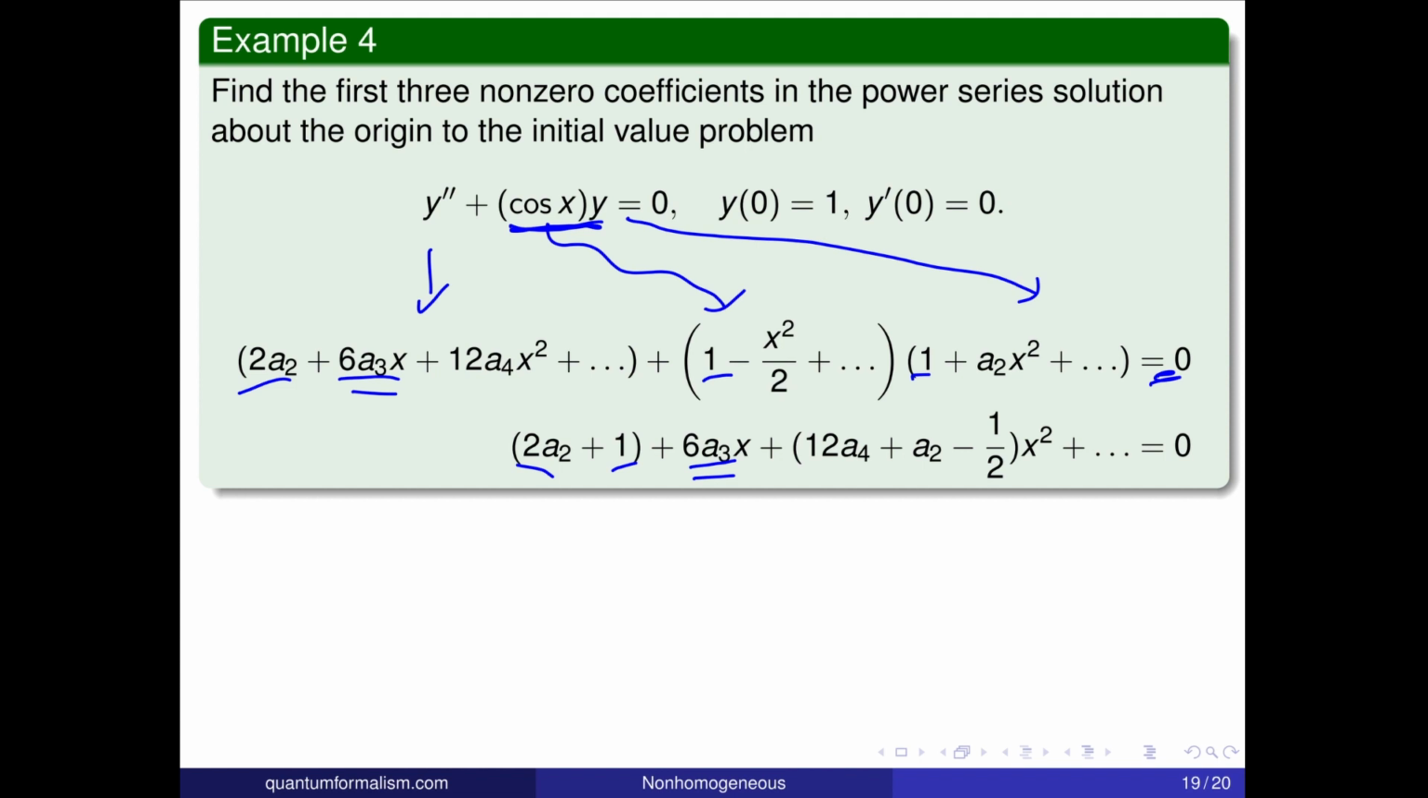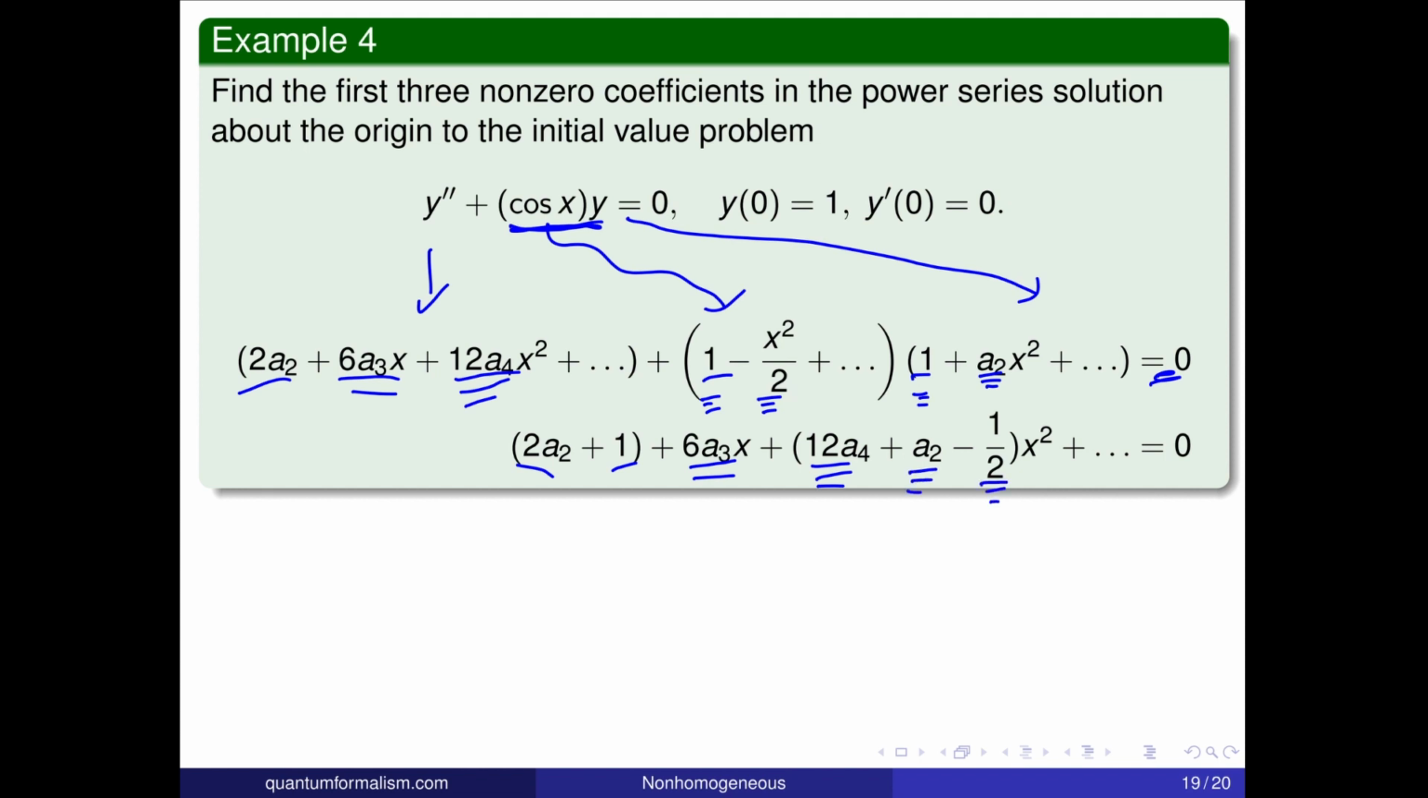All right, but x squared will have a lot of terms. First we'll have 12a4x squared coming from y double prime. Then we'll get a positive a2 x squared coming from 1 times a2. And then we'll have a negative 1/2 x squared coming from minus x squared times 1. So those are the three terms.